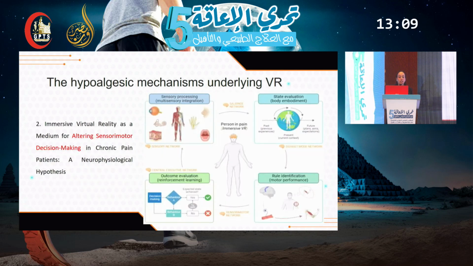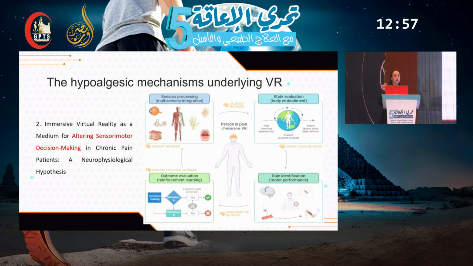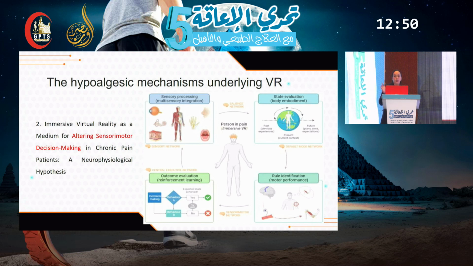Second mechanism is altering sensory motor decision making, and this depends on a neurophysiological hypothesis. Before starting discussing this mechanism, we have to state that pain makes the brain defensive, in some way called fear avoidance. What is the fear avoidance mechanism? It is just a proactive defensive mechanism which makes the brain avoid any further motion to avoid more pain, okay?